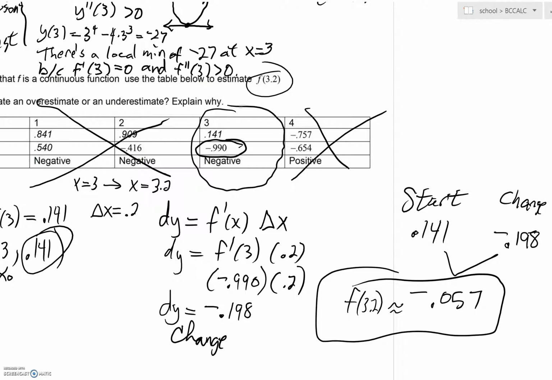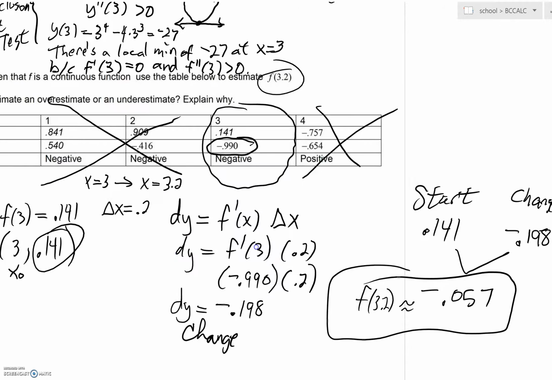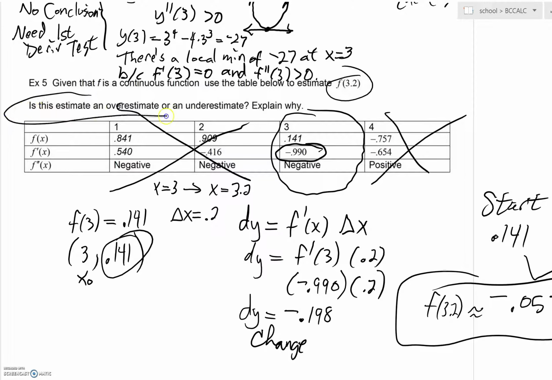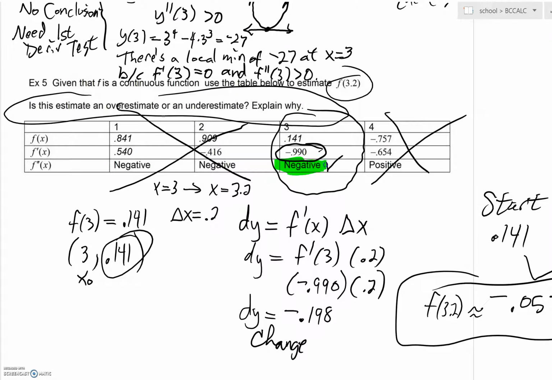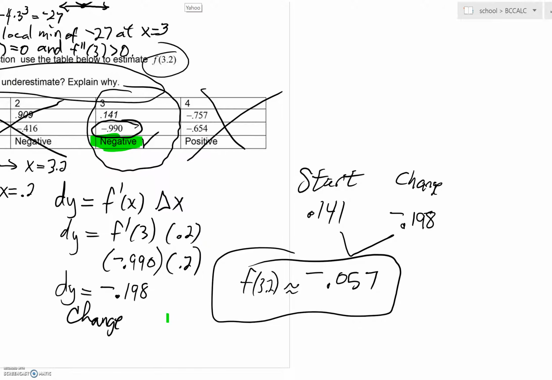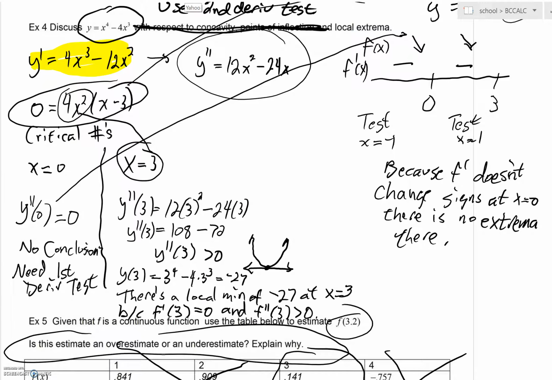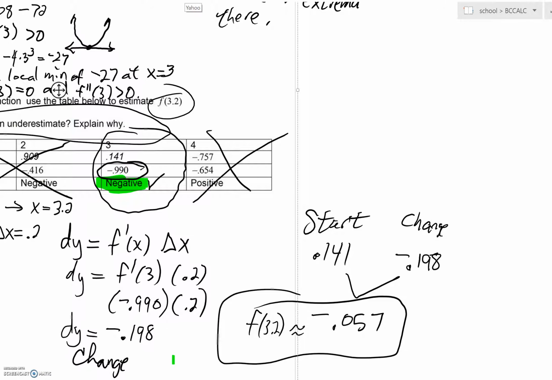That's what we'd expect. But there's another part to the problem. You just made an estimate. Is it too big or is it too small? Well, there's one part of the table that you probably haven't really made use of so far. And that's right here. The fact that f double prime is negative at x equals 3. So tell you what, we're going to real quickly think about that. When f double prime is negative, your curve is concave down. Concave down like a frown.